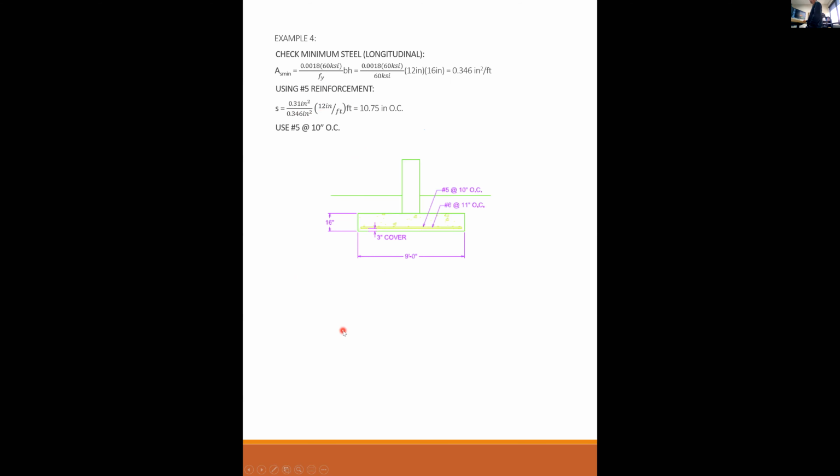Final design looks like this. Here's my 9-foot width that I found from my allowable soil pressure, my 16-inch depth that I found from shear capacity, my 3-inch cover, because that's what you need. And by design, I found that the bars going in the direction of the footing width, number 6's, are at 11, and the bars going longitudinal, along the length of the footing, number 5's, are at 10. And that's it. That's our design of this wall footing. Any questions?